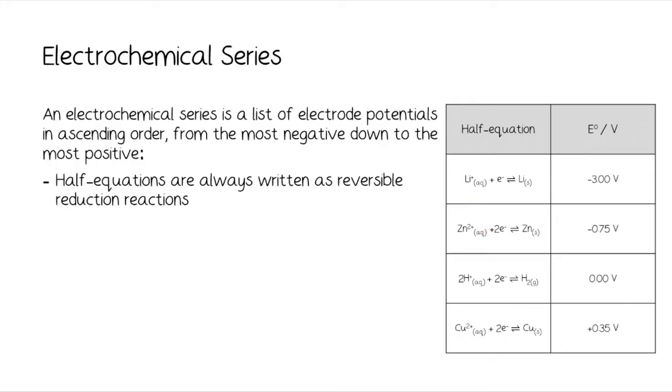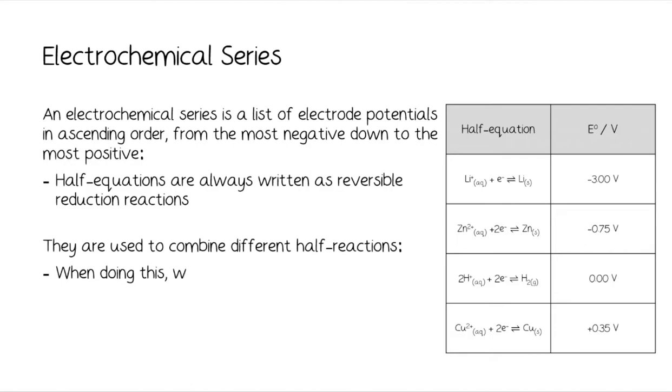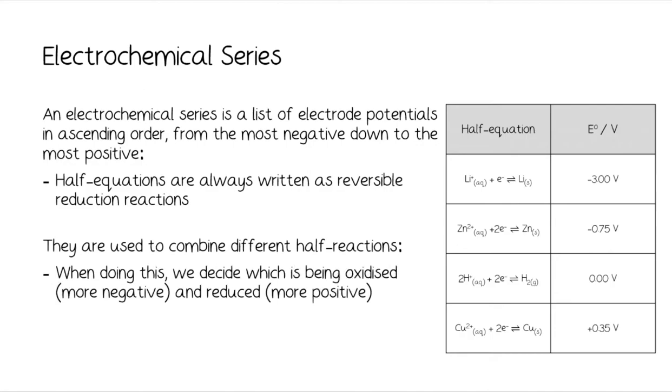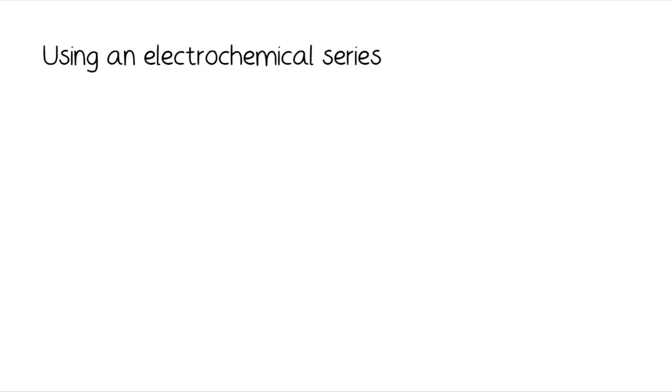We can use the half equations in the electrochemical series and combine the different half equations to predict how an electrochemical cell will behave. When we do this, we need to decide which one's being oxidized and reduced, and like before, the one that's more negative is oxidized and the one that's more positive is reduced. When combining them, all we do is decide that, balance things out, and rewrite the equations, and we'll do a couple of examples.